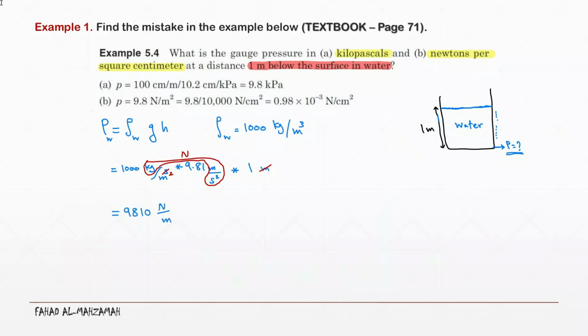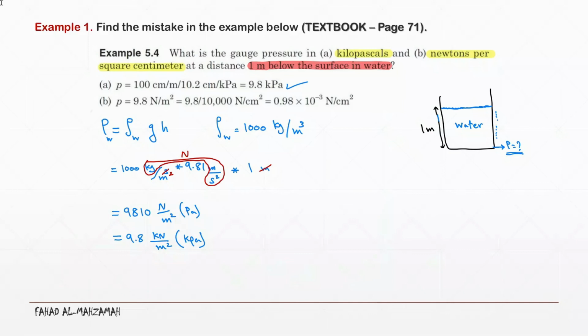Newton per square meter, which is equal to Pascal, but he said I need it in kilopascal. So we divide by 1000 and the answer is 9.81 kilonewton per square meter, which is kilopascal. So we got the same answer.